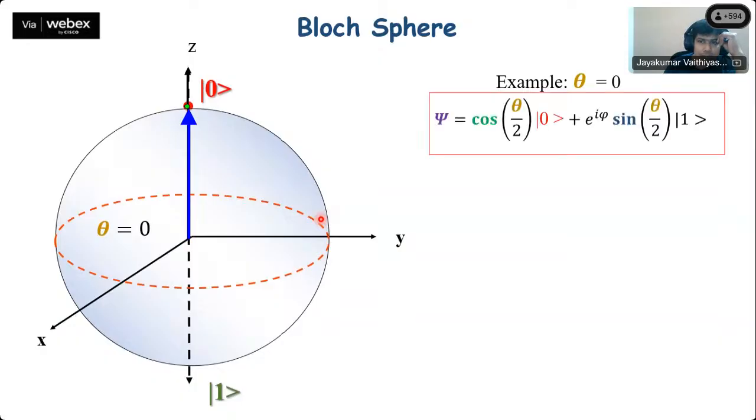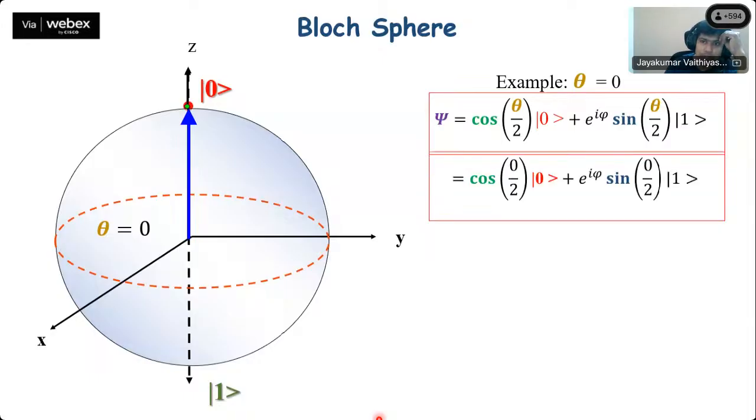Imagine if theta equal to 0, it means your quantum particle is pointed over the North Pole. Look at the green dot. Where does the green dot exist? In the Northern Hemisphere, exactly the North Pole. Apply theta equal to 0: cos(0/2) multiplied with state 0, plus e to the power i psi sin(0/2) multiplied with state 1. So the sin part becomes 0, the cos part becomes 1. So 1 into state 0, we get state 0.